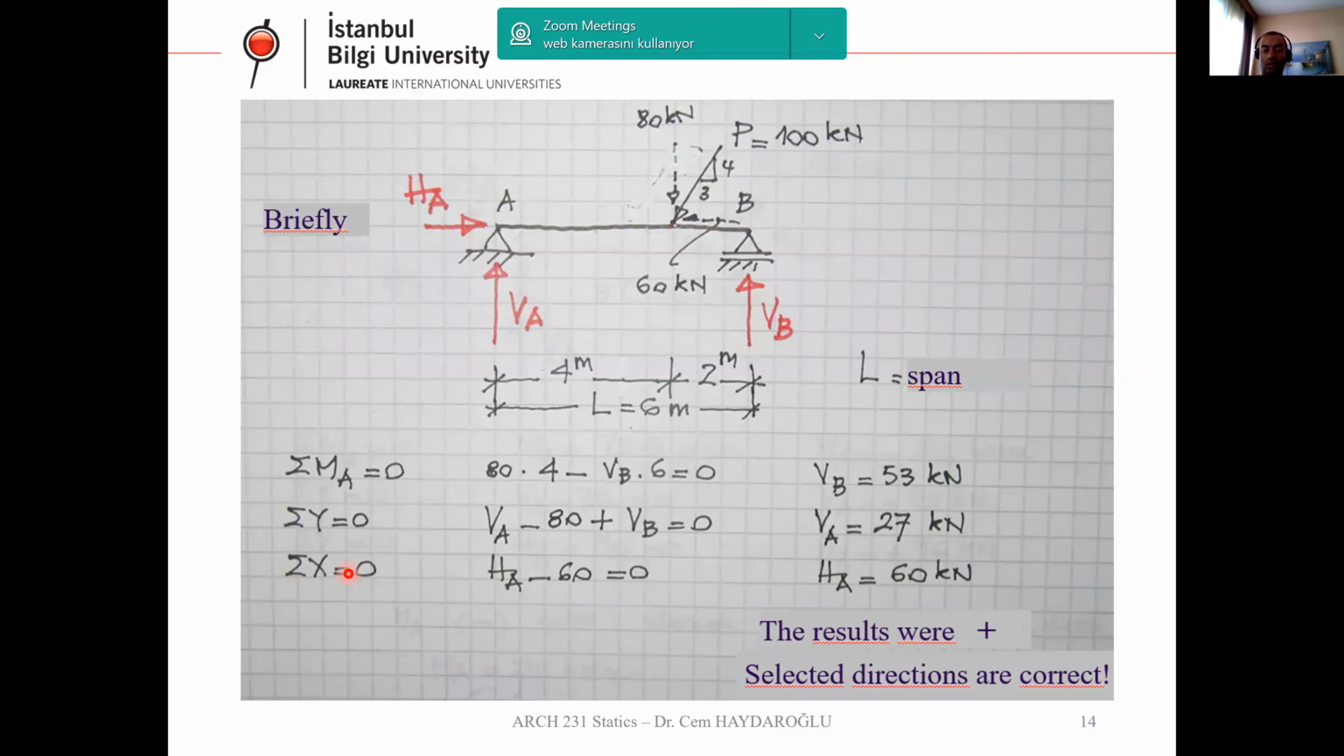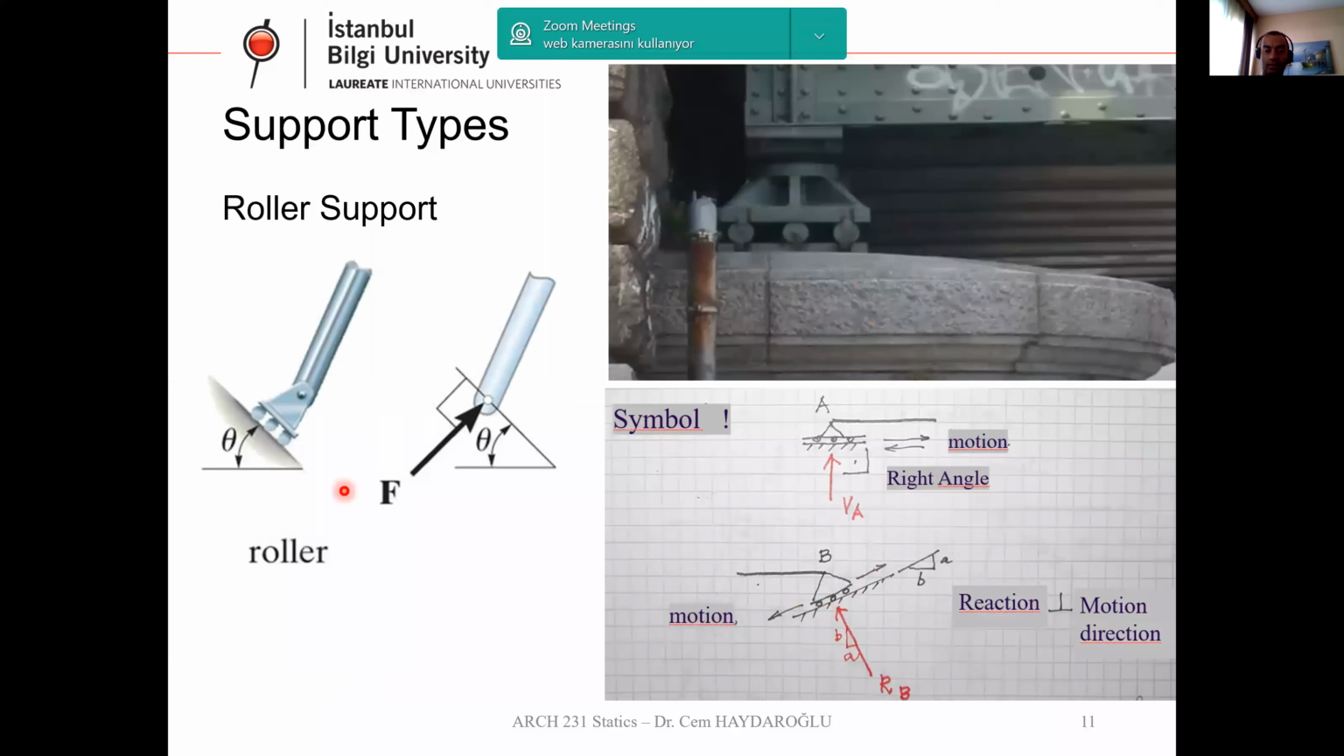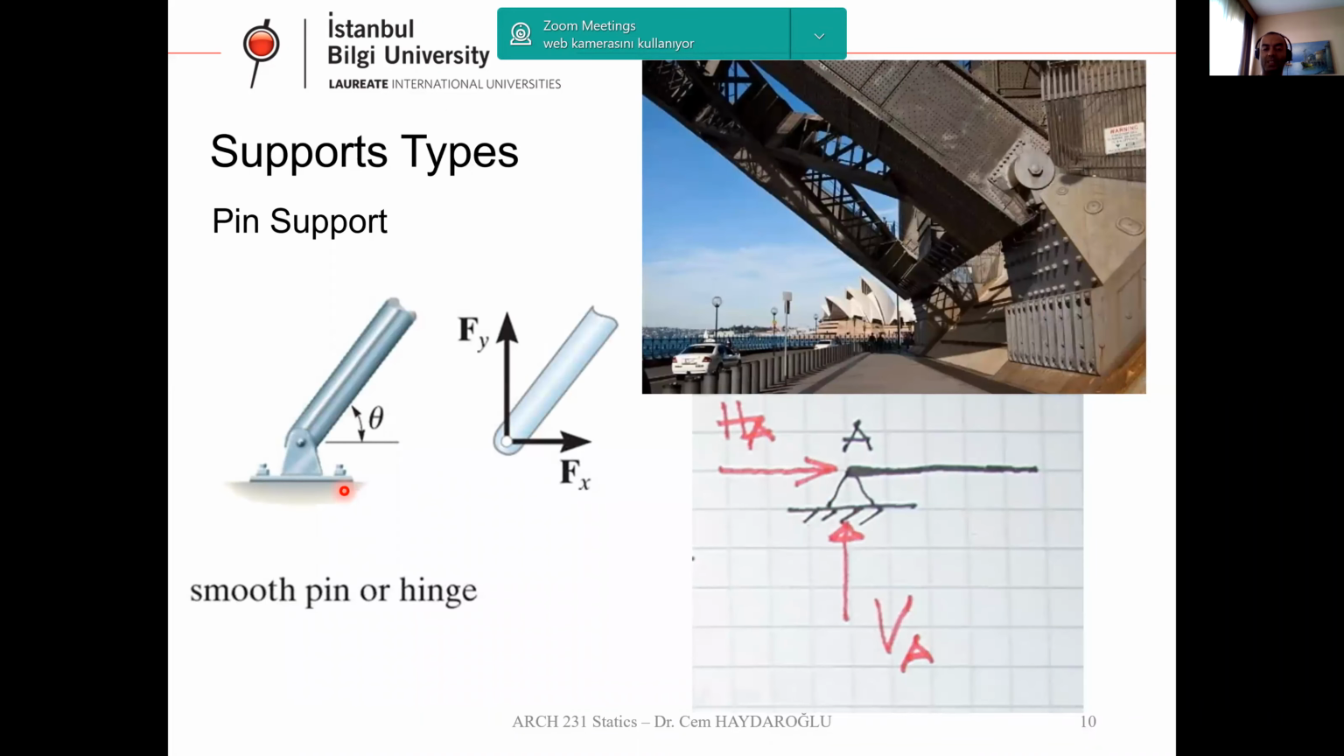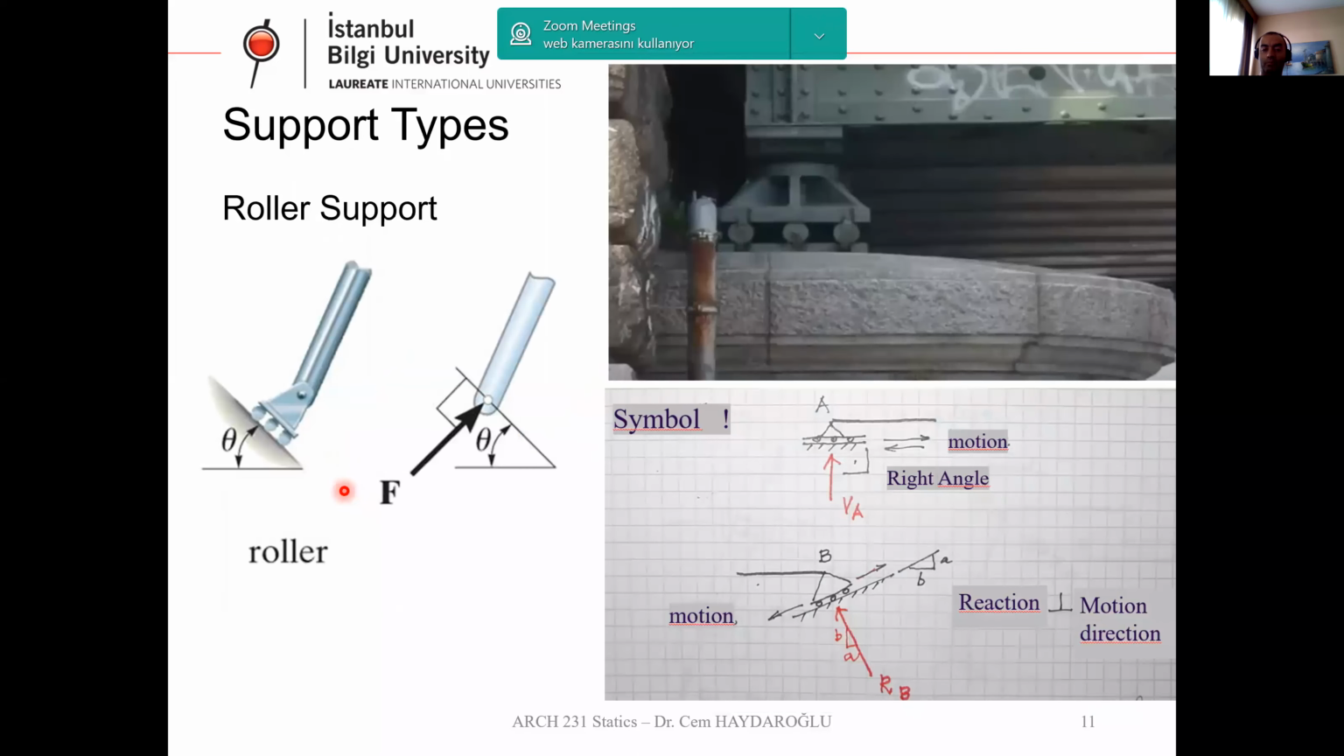Actually, if you write the total MA, by the way, maybe I didn't say it. Here for the pin support, you can see two support reactions. That means the moment is 0 here. There is no moment for the pin support. It's the same for the roller support. We have only one reaction and the moment is 0.